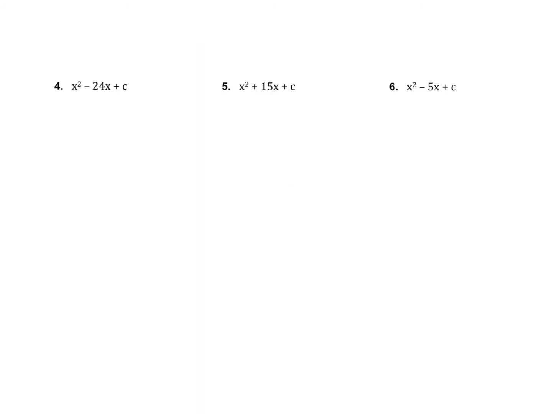All right, so let's go ahead and continue to complete the square. So I'm going to have x squared minus 24x, and I'm going to take that middle term right here, negative 24, and divide that by 2, and I get negative 12. And so then I'm going to square that, and then I would end up with 144.